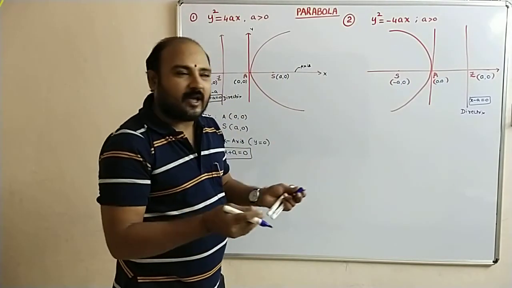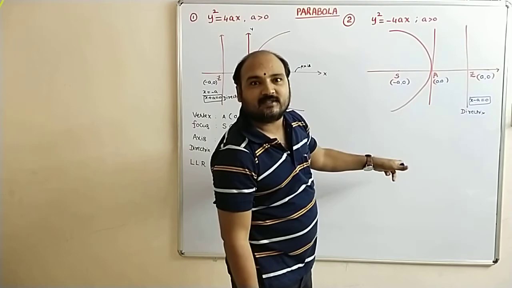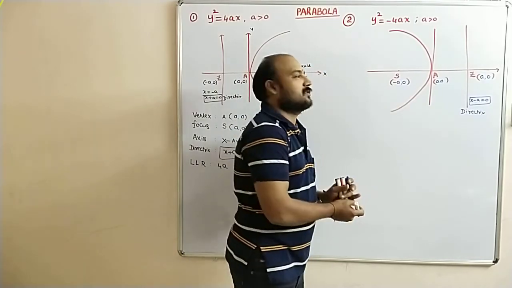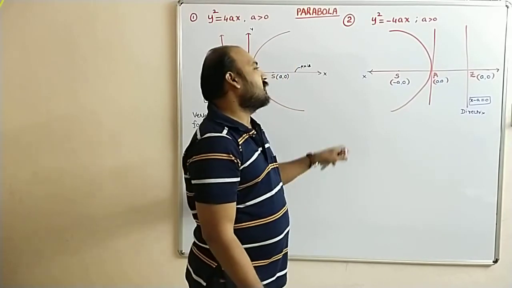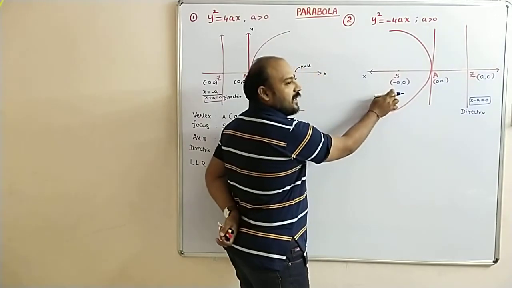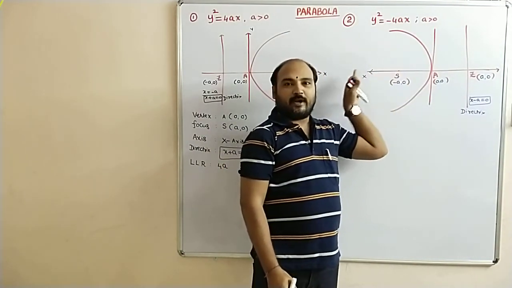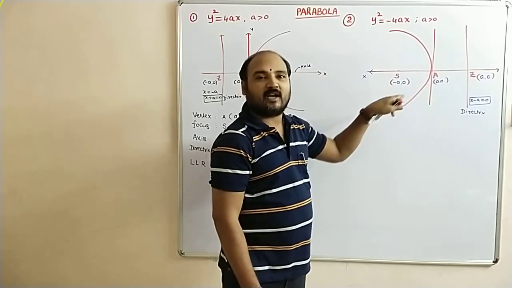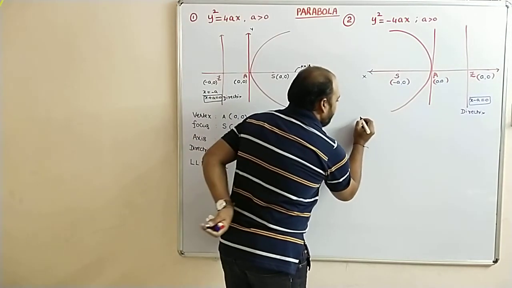And how to calculate the axis? Whatever the value is there, for y square, y equal to 0 is the axis. Y equal to 0 means what? X-axis, whether it is the negative x-axis or positive x-axis. That is y equal to 0 anyway. So now the focus is minus a, 0. Why? Because the curve lies in the second quadrant. That is the reason it is minus a, 0. One by one we will write it. Vertex first.